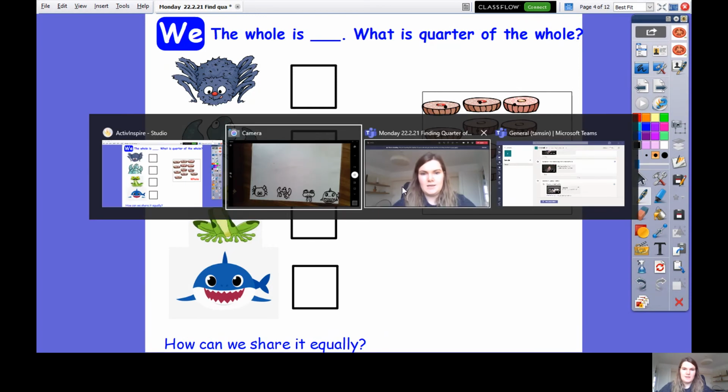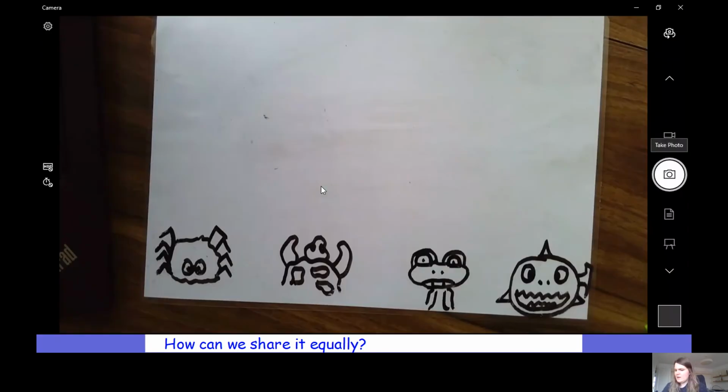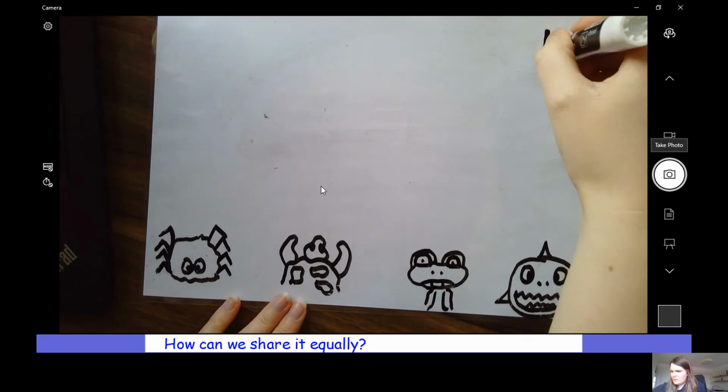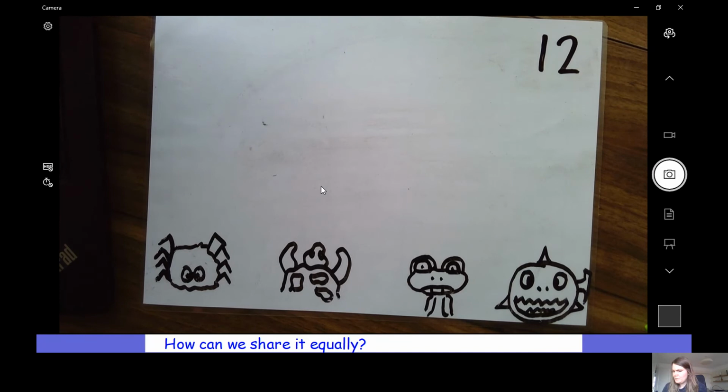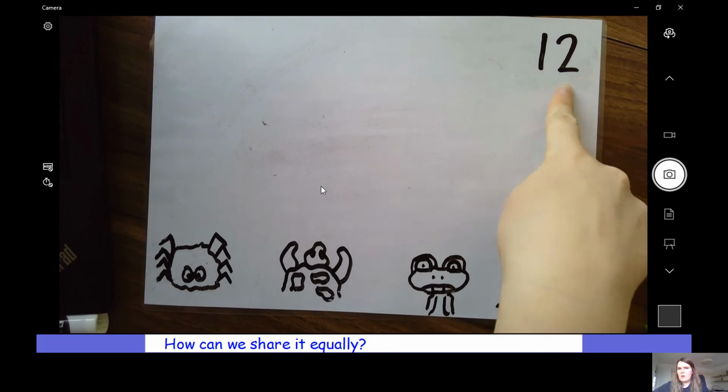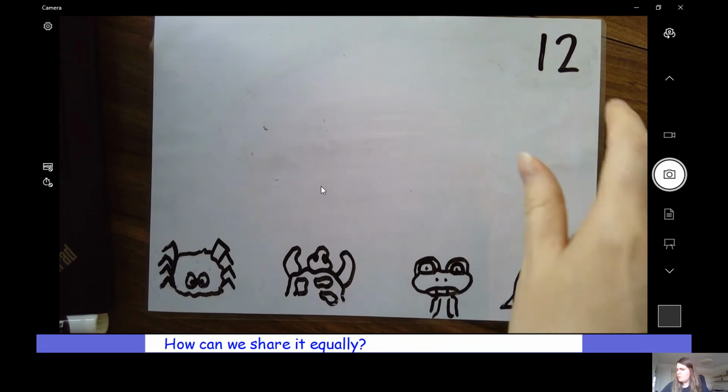Very good. So the first thing I need to do is I need to write down the number 12. There it is. We've got the number 12. Now I need to make sure that I get the whole number. My whole number is what? 12. My whole number is 12. So I'm going to get 12.